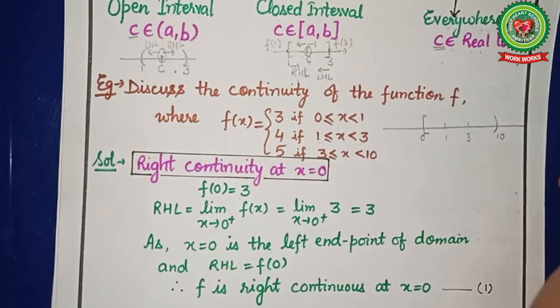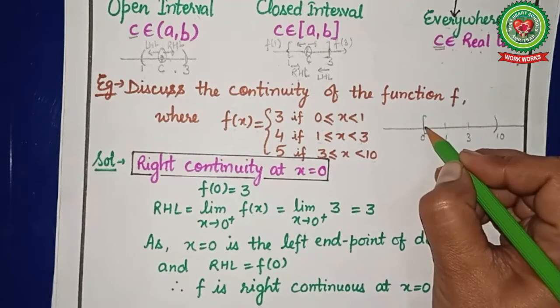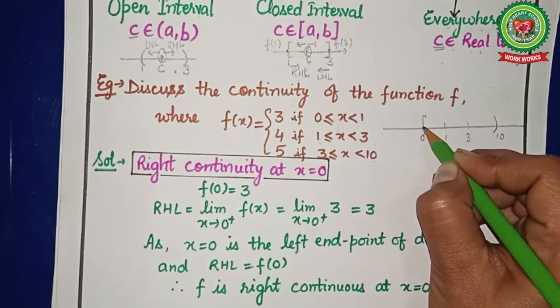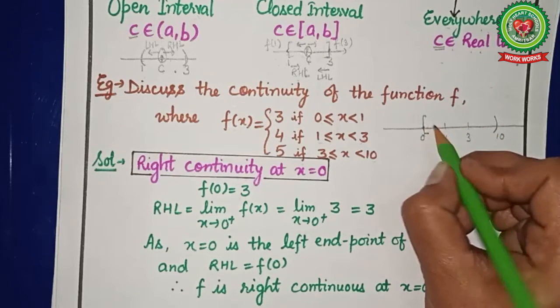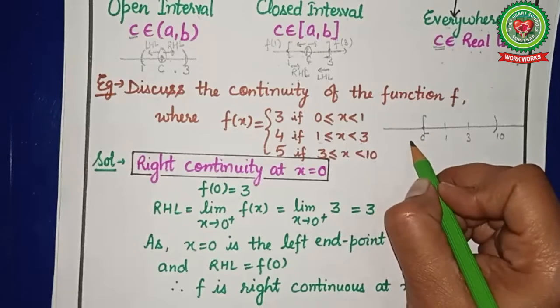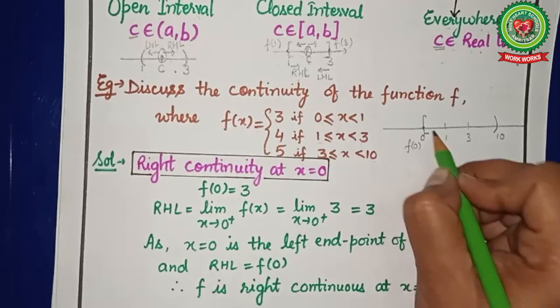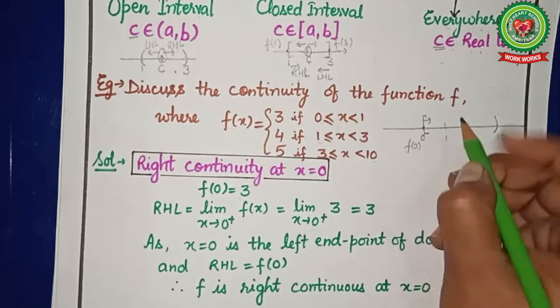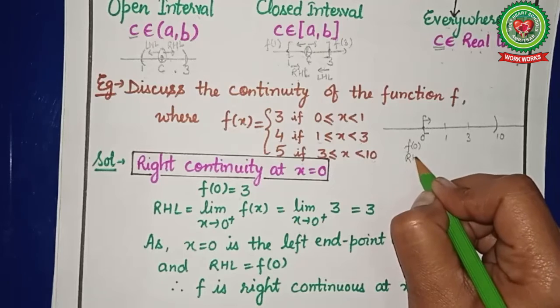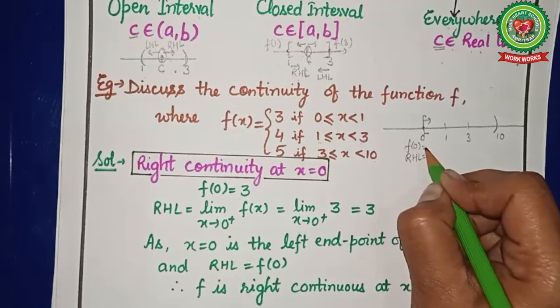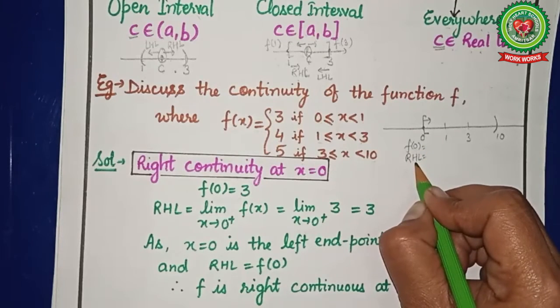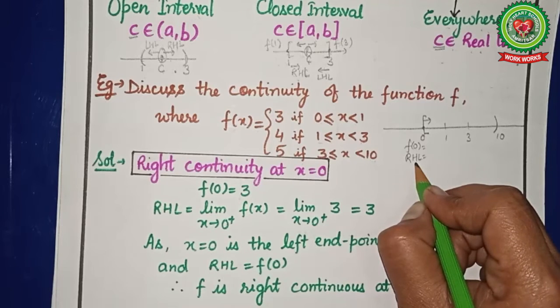So here, let's discuss at how many points we will find the continuity. Firstly, a closed interval is there. It means here we will find the value of f of 0, and as it is right continuous, we will check the right hand limit only. If both these values are equal, it means the function is continuous at x equal to 0.